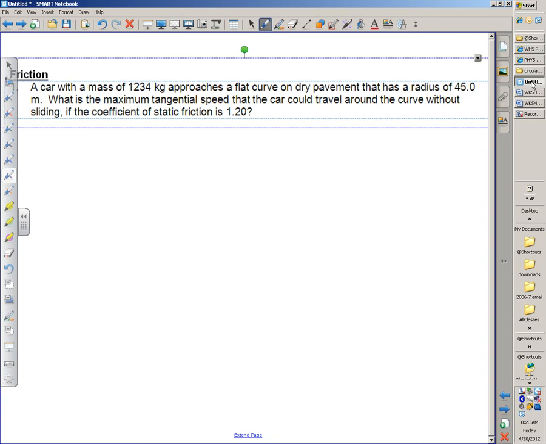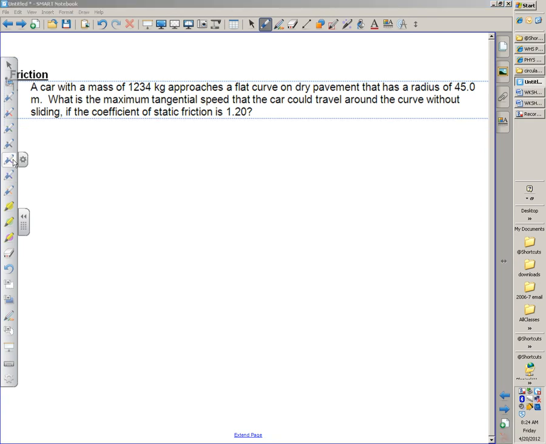I know there's not a lot of room on there to write, but I wanted to get it all on one page. It says, a car with a mass of 1,234 kilograms approaches a flat curve on dry pavement that has a radius of 45 meters. What is the maximum tangential speed that a car could travel around the curve without sliding if the coefficient of static friction is 1.20?